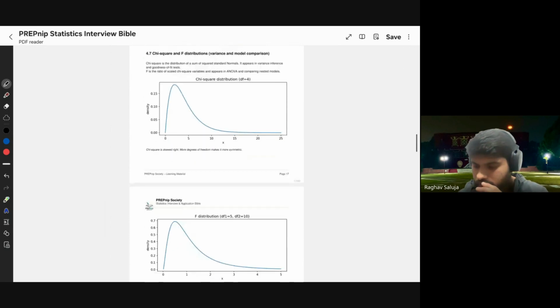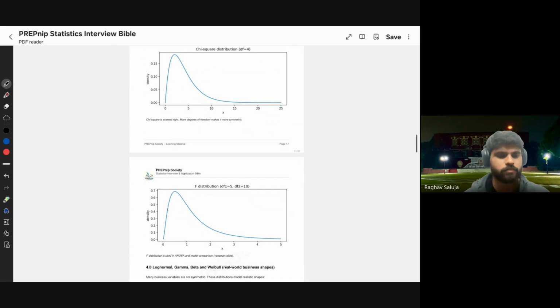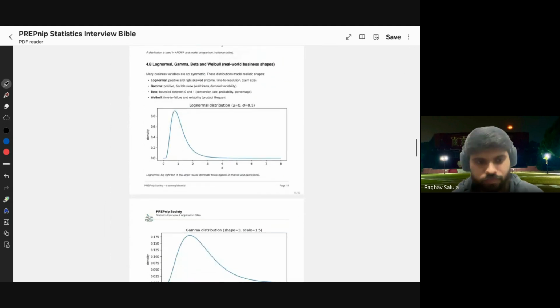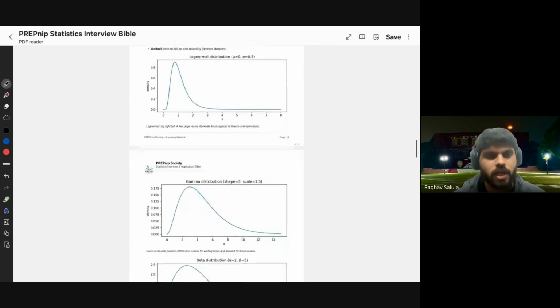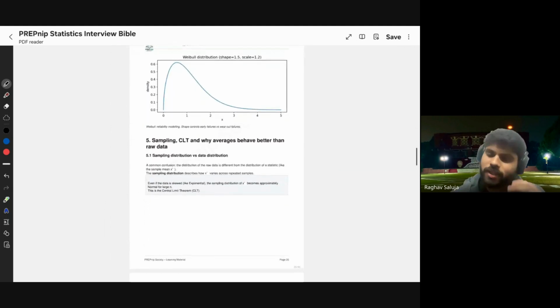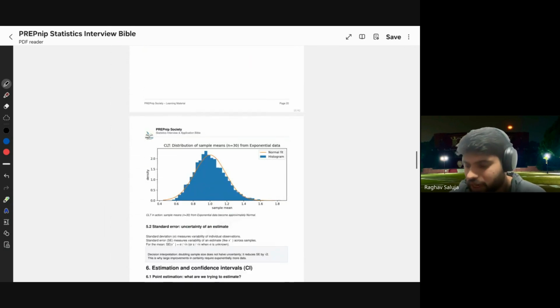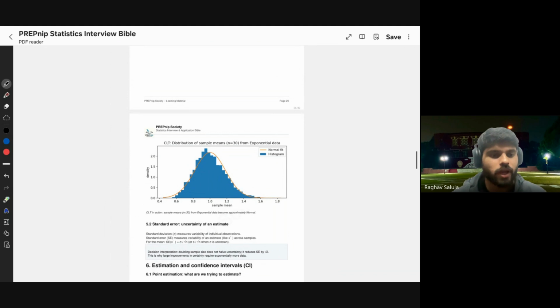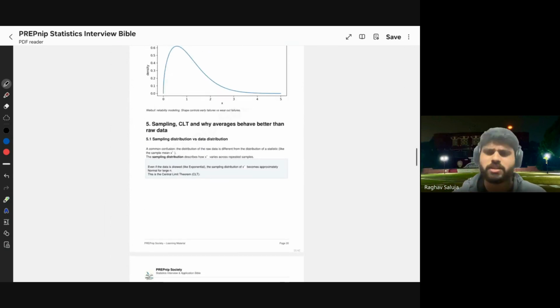Okay. Now your chi-square distribution, F distribution, log normal. I think I'll skip these again because I don't think they're important enough from an interview perspective for you to spend much attention on. And I think we should jump straight to sampling and CLT, because if you know this much of the zoo of distributions that I have told you, then I think you're good enough for your interviews.